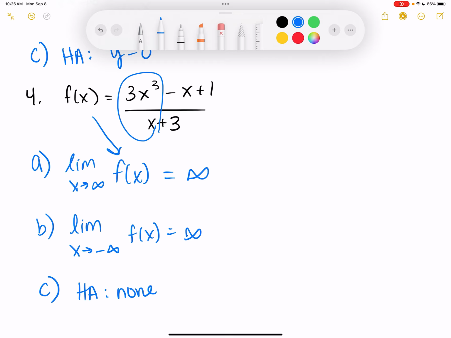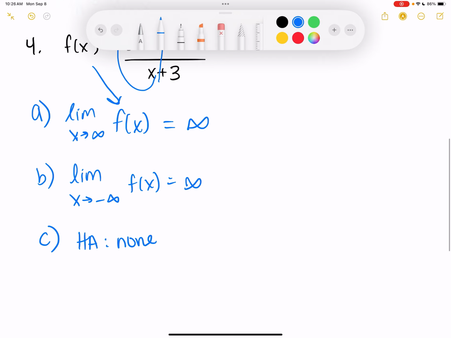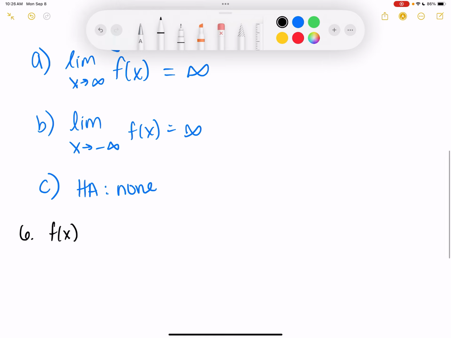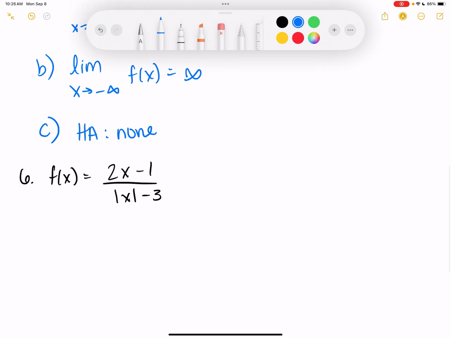Number 6, f of x is equal to 2x minus 1 over the absolute value of x minus 3. So the limit as x approaches infinity of this function.